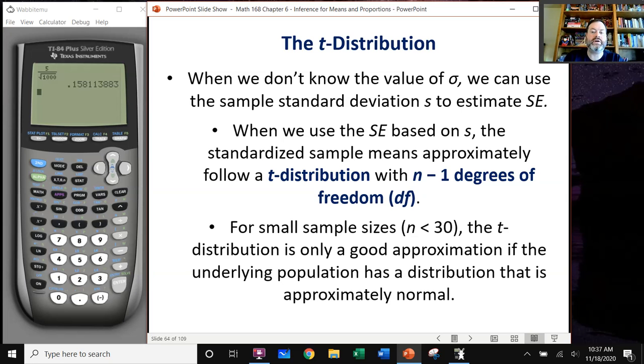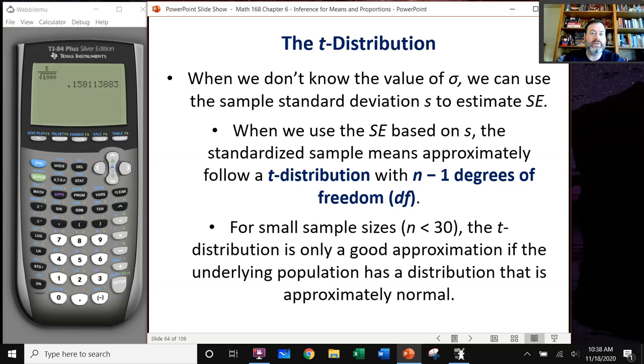So this is another statistic, this degrees of freedom. For small samples, so n less than 30, the t-distribution is only a good approximation if the underlying population has a distribution that's approximately normal. That's what we saw on the previous couple of slides. We need either large samples or a normal population, or both.